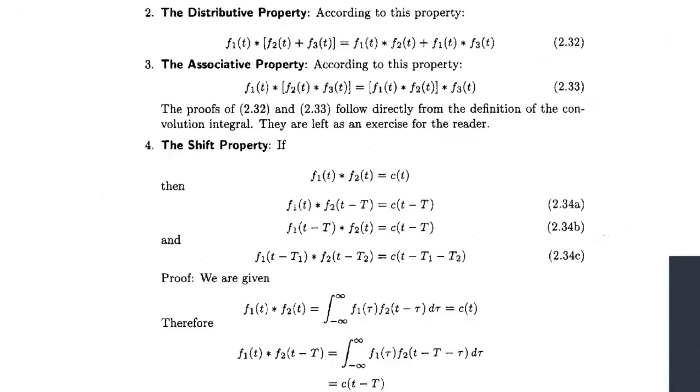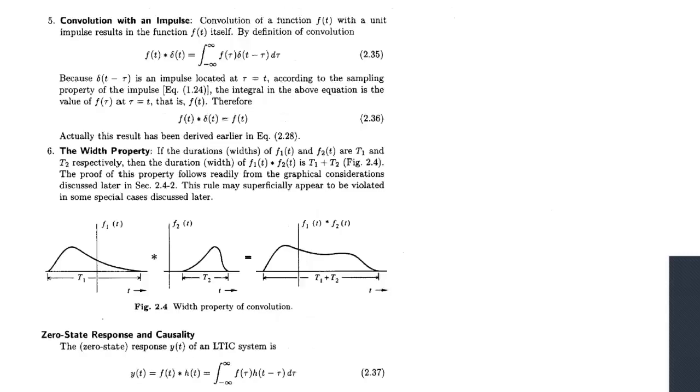You also have distributivity, which is linear. And if you have associativity, it doesn't matter what the order is, okay? There are also some other properties of shifting. If you have something that is delayed by tau, this one is also delayed. And if you delay both, you add the delays together. And there's another one called impulse.